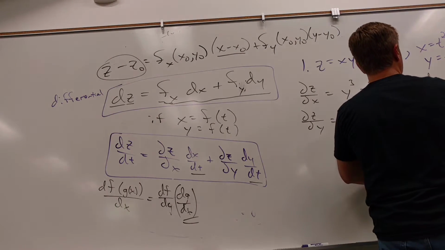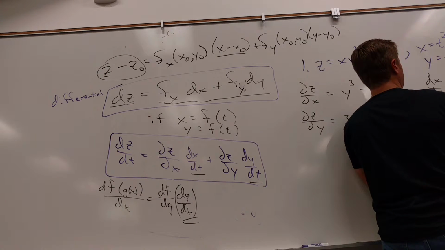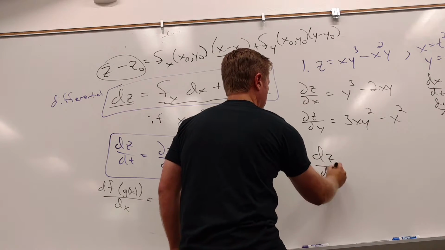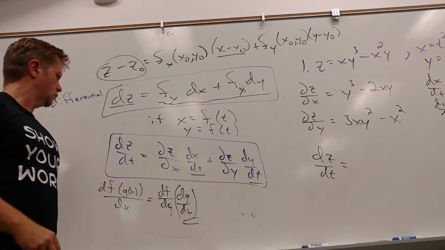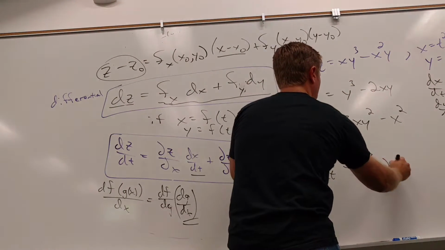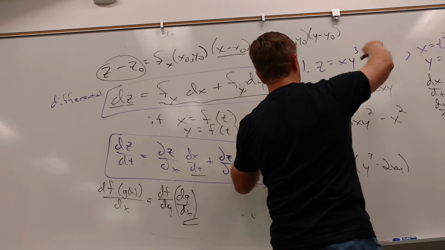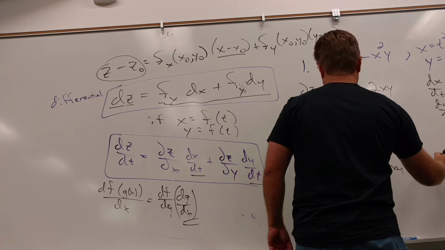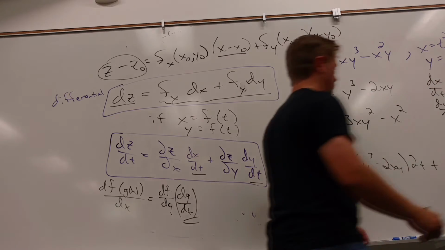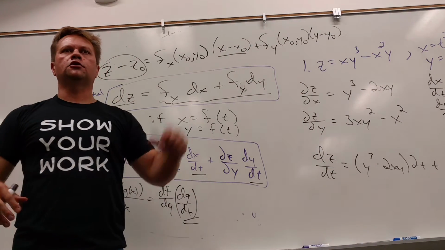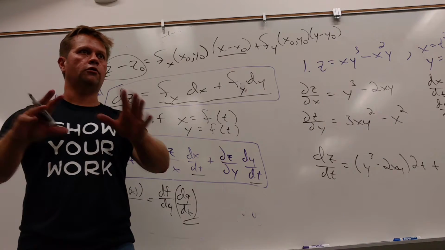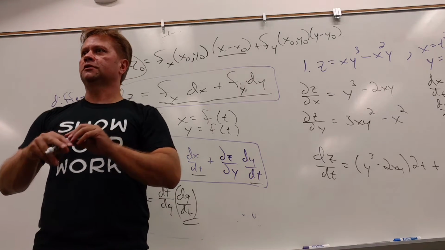So what do you get for dx dt? 2t, and dy dt. So then you get for dz dt, y cubed minus 2xy times 2t plus 3xy squared minus x squared times 2t. So you can factor 2t out. You could replace x and y with their t definitions, right? You totally could, but normally you don't.